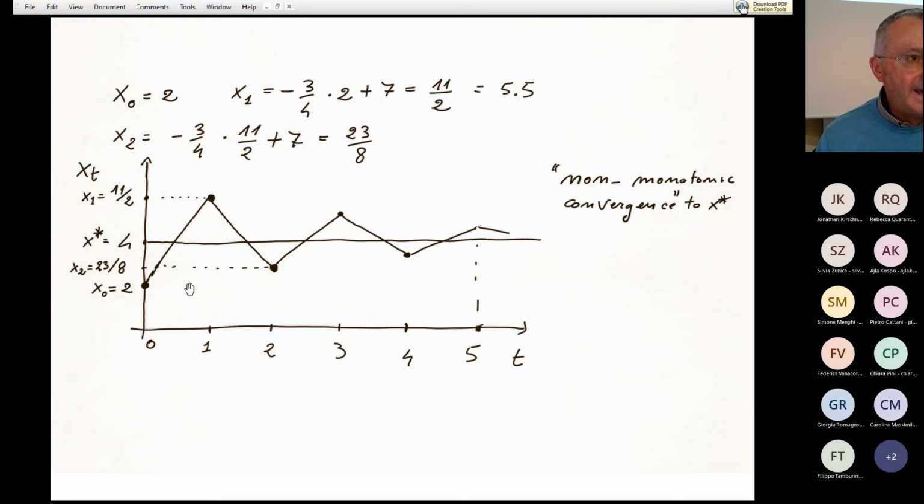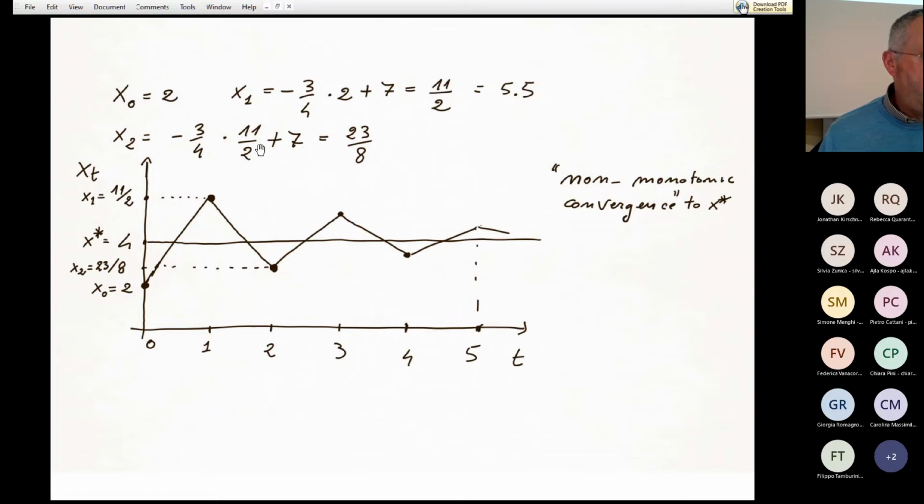So it's like the system has in mind that its long-run outcome is 4, but it converges with mistakes at each time step. This is called, in economics, overshooting. At each time step, the correction overshoots the steady state level. It corrects too much, downwards or upwards, at each time step. So this is a non-monotonic convergence to the steady state.